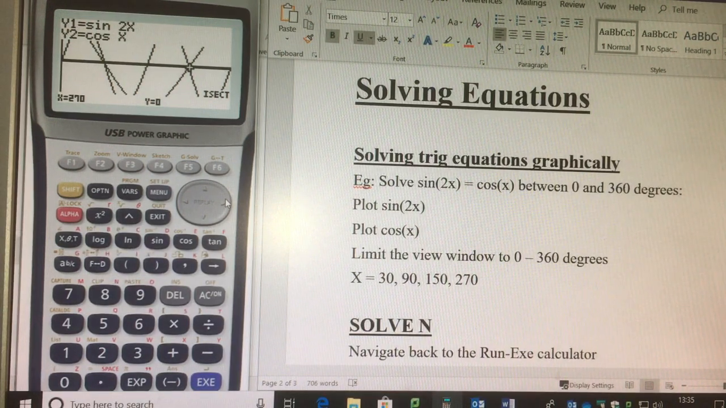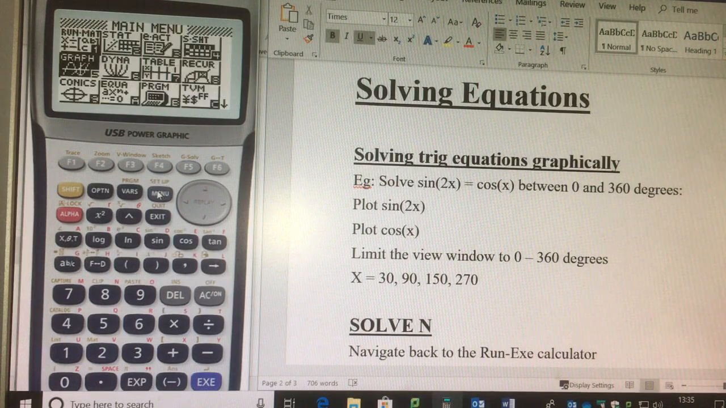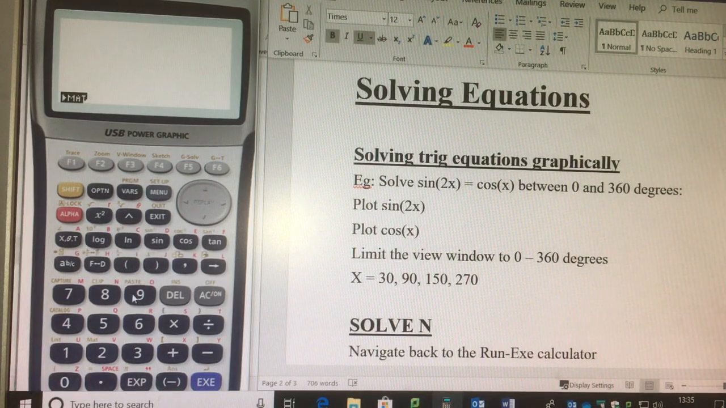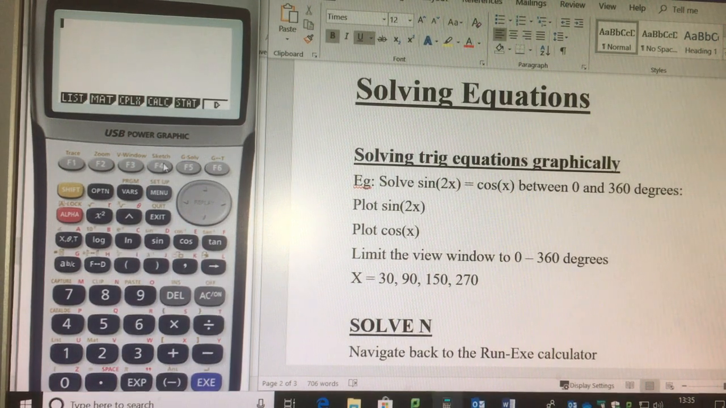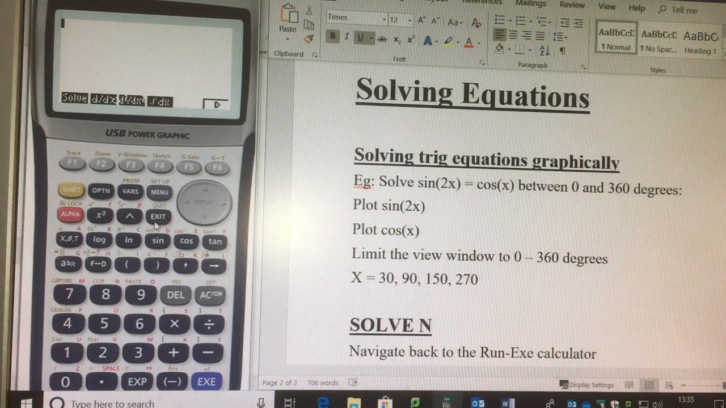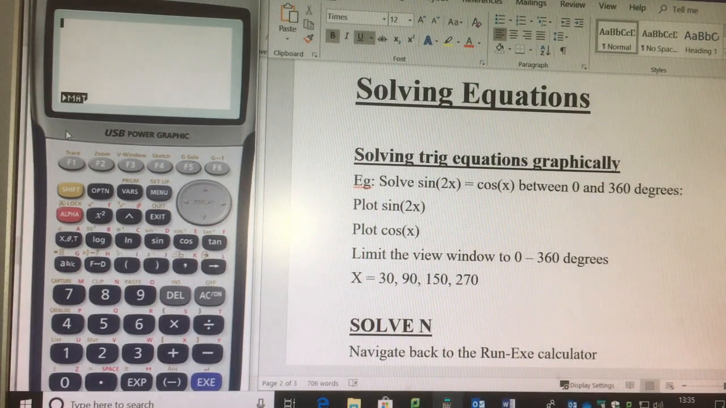So you could all navigate back to the run XE calculator. And this is the thing that really impressed me because I didn't know calculators could do this. So we're going to go to Option and then Calc. Go across the page and... Oh, I don't have it on this one. That's good. I'm checking the other place. It's on the first place.